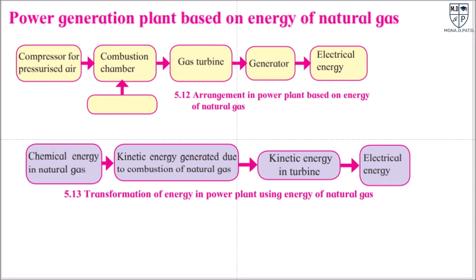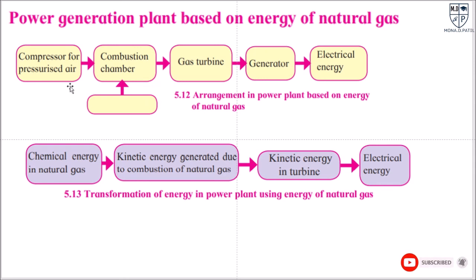So next is the power generation plant based on natural gas. You can see in the diagram, the turbine is run by gas at very high temperature and pressure generated by combustion of natural gas. A flow chart showing various stages in a power generation plant based on natural gas energy is here.